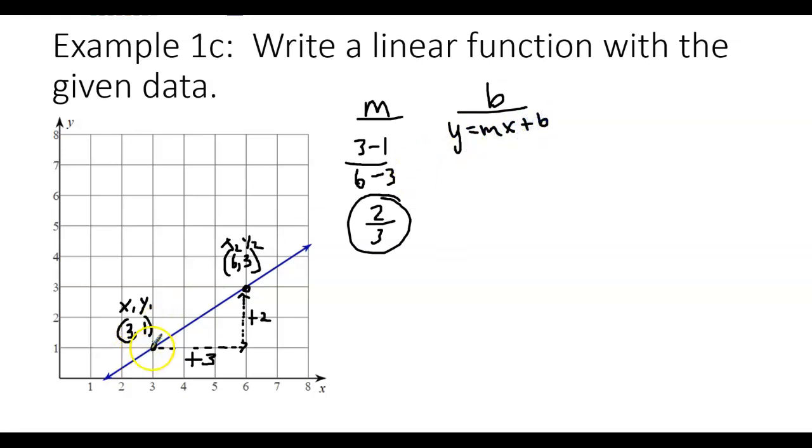So let's go ahead and go with this point right here, 3, 1. So I'm going to plug in 1 for y. My slope is 2/3. And then I'm also going to plug in 3 for x. Oh, I screwed that up, didn't I? I shouldn't have had the x there anymore. I'm replacing x with 3.